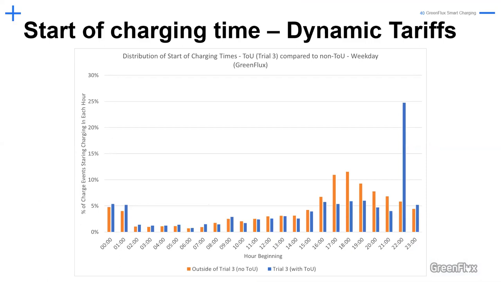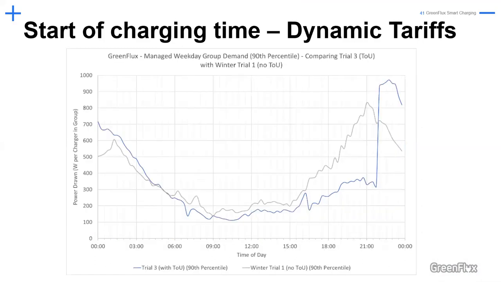And the blue ones are the start of transaction in the trial tree, where we see a huge peak at 10 o'clock, which, as you might remember, is when the low tariff kicked in. Also, if you look at the energy consumption here, you see the energy peak at noon, at 6 o'clock, from 6 to 9, is completely shifted to 10 o'clock in the evening.